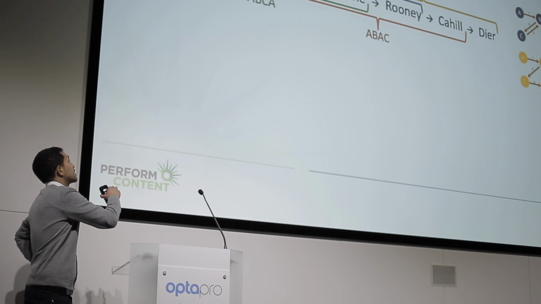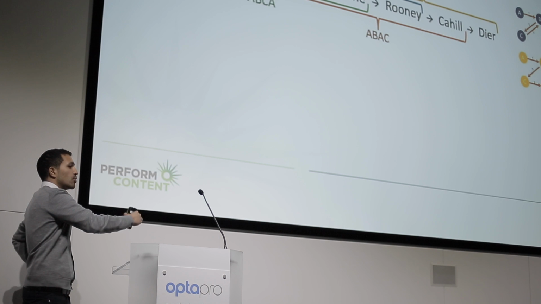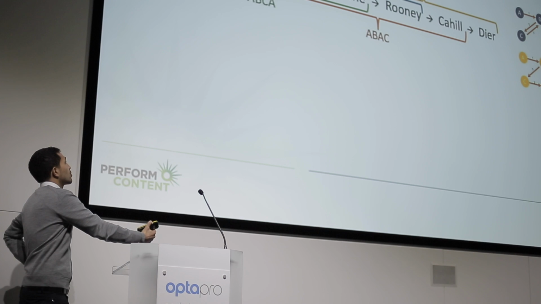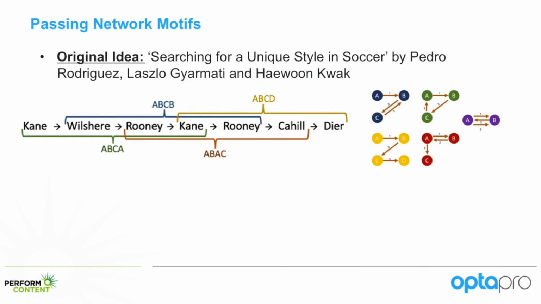The second block is Wilshere passing to Rooney, Rooney passing to Kane, Kane passing to Rooney. Starts with that one player, Wilshere, A, goes to the second player, Rooney, player B, goes to a third player, Kane, player C, and then goes back to Rooney, which was player B. So we'll call it an ABCB.